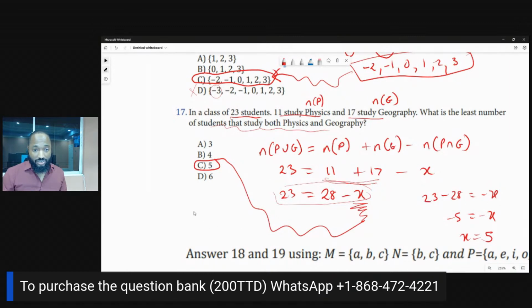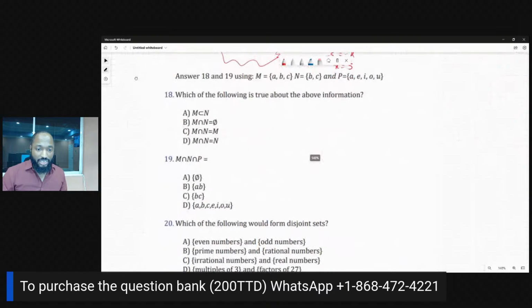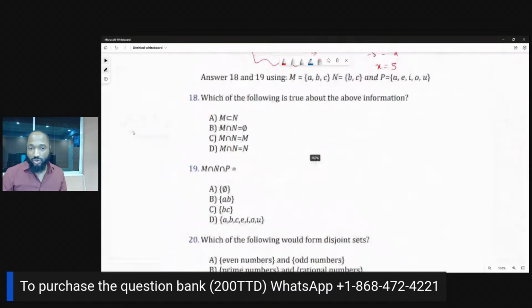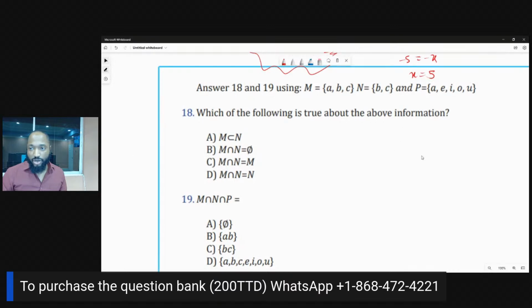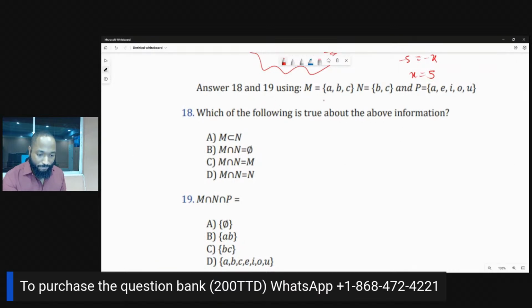Are you good? Number 18, we're down to the last 3 questions, and we're going to close this set session. Which of the following is true about the above information? M is this, N is this, P is that. So what is true? Oh, geez, you need to read everything now. Which of the following is true about the above information?